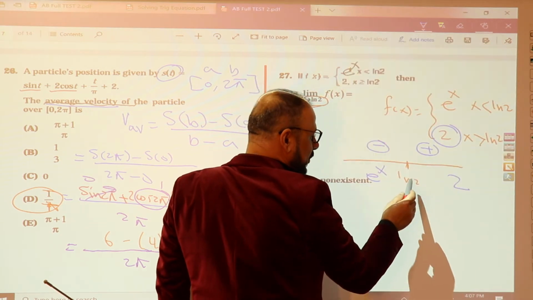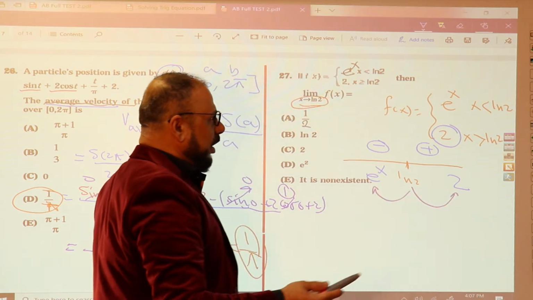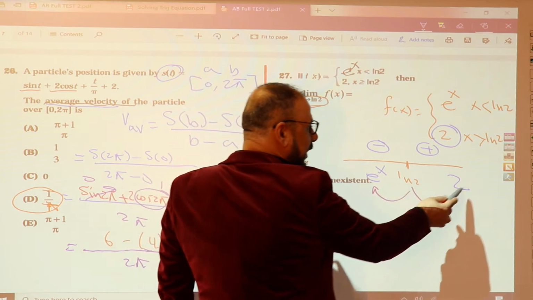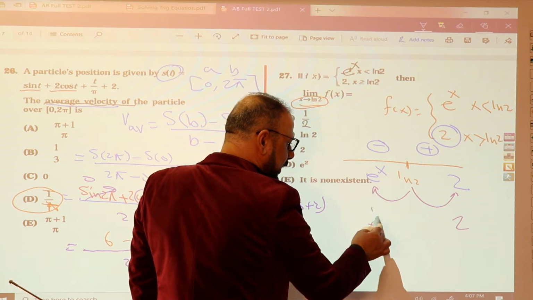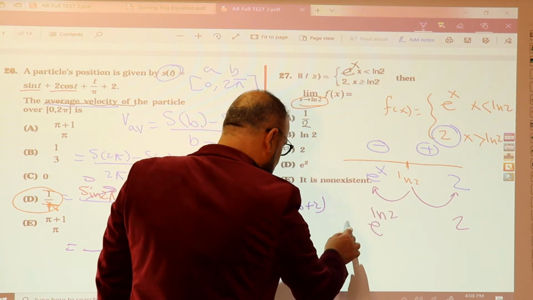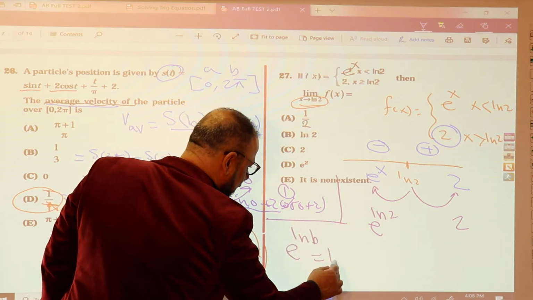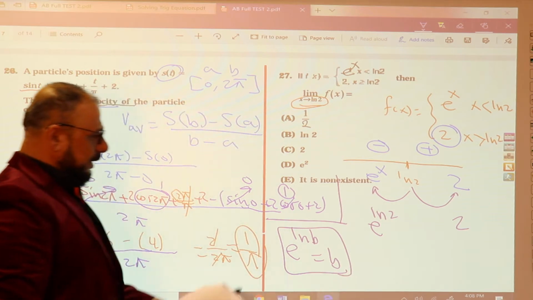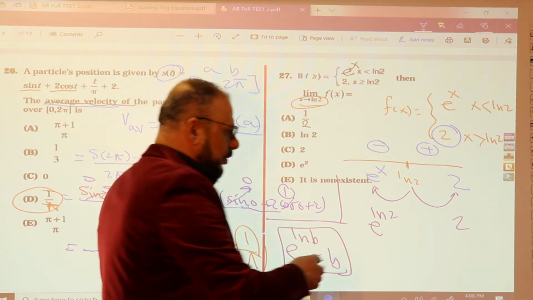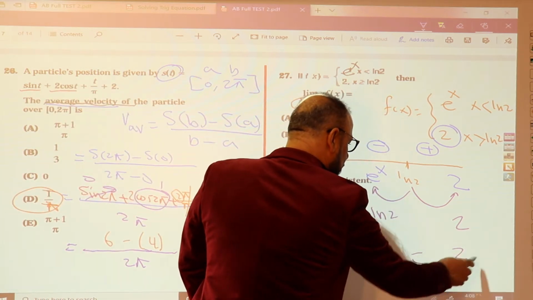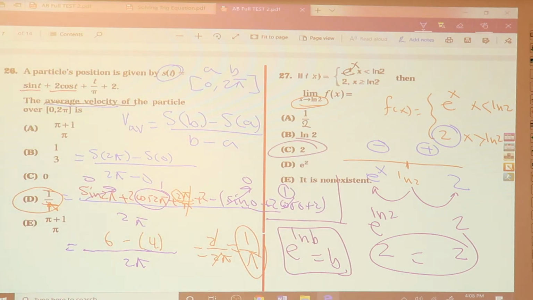Now you have to plug ln 2 into your function on both sides and see if they are equal. This is the meaning of the limit. On the right there is no x to plug in, so the answer stays the same. But here we have e to the ln 2, and remember this rule: e to the ln b equals b. So e to the ln 2 is 2. And this 2 is the same, so my limit is 2. Good.